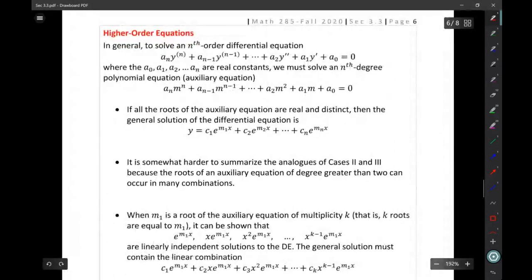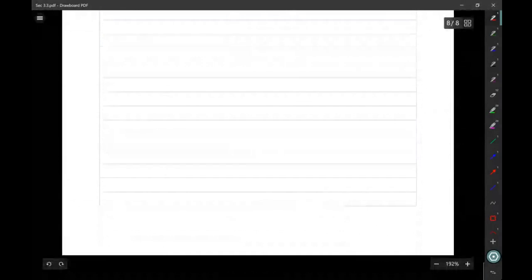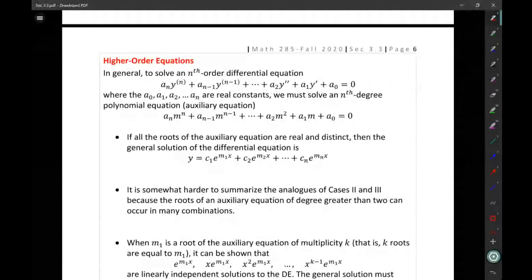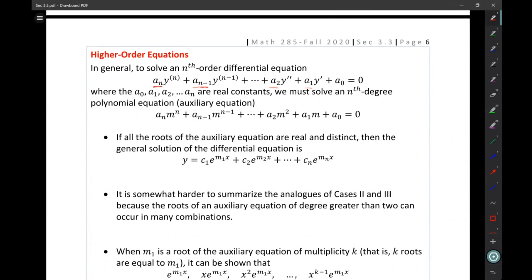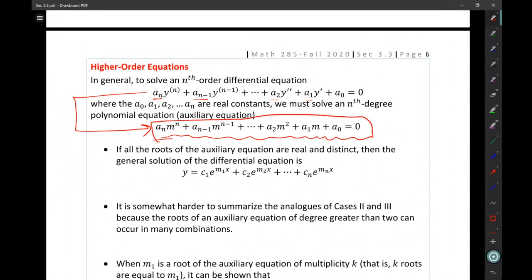All right, now we will go to the higher order equations. Regarding the higher order equations with constant coefficient, of course. I mean, an is a constant, an minus 1 constant, a2, a1, a0, all of them are real constants. To solve any differential equation with order more than 2, you have to write down its auxiliary equation, which is just a normal auxiliary equation.